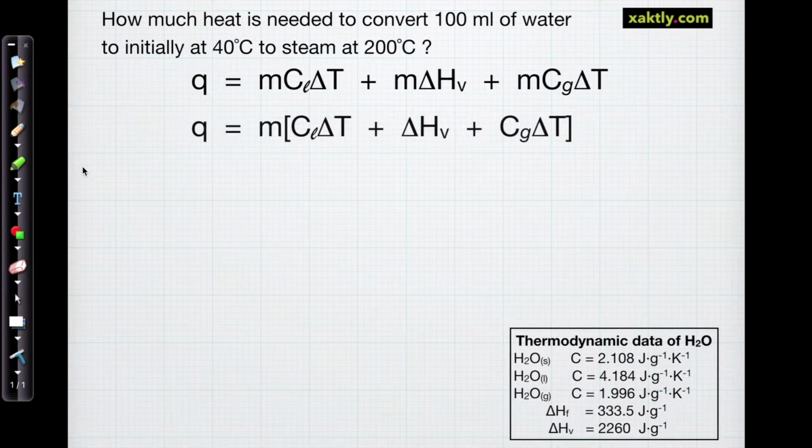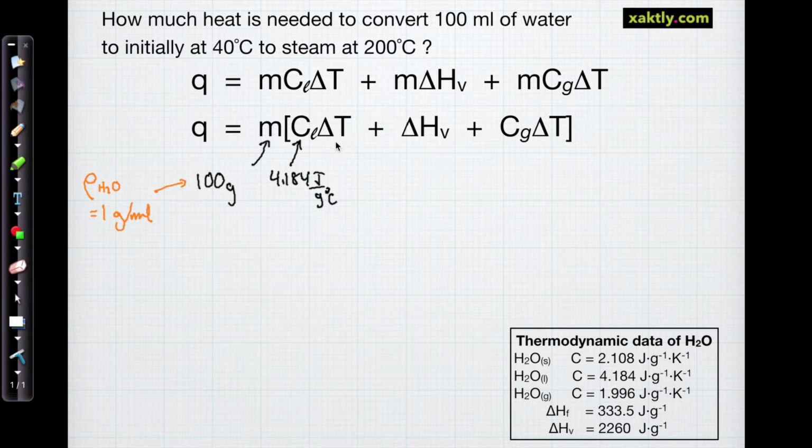Now, because each of these terms contains the mass, we can factor the mass out to make this a little bit easier. And then we can just start plugging in our values. All the thermodynamic data for water are on the lower left. Now, the mass of 100 milliliters of water is roughly 100 grams. That's because the density of water is 1 gram per milliliter. The heat capacity, or the specific heat of liquid water, is 4.184 joules per gram C, and the temperature change is 60 degrees C, 40 to 100.